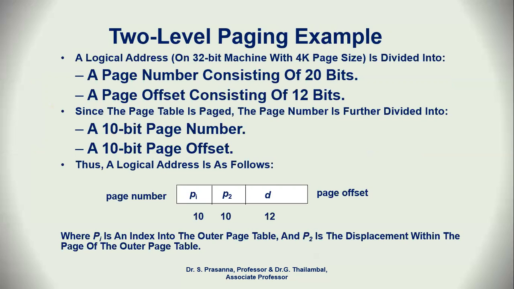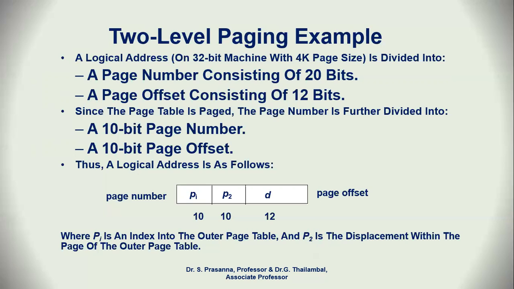So you can see in the diagram the page number and the page offset, d. Therefore, P1 and P2 are the two levels of page which are divided. The page number consists of 20 bits, and the page offset consists of 12 bits. So you can divide this page number into 10 plus 10, or else you can divide it as 12 plus 8 also. So according to your necessity, you can divide the page number, but the page offset is actually 12 bits only for a logical address.